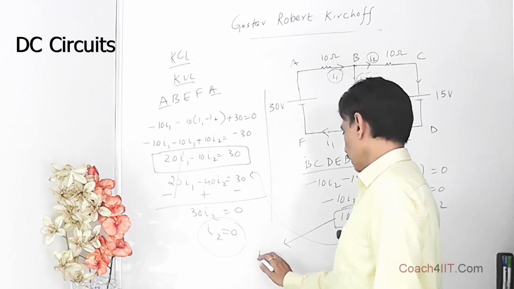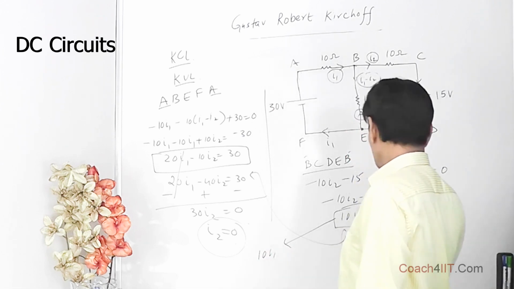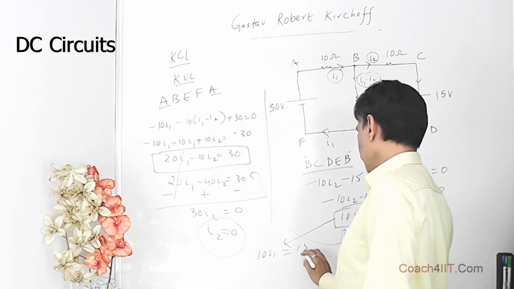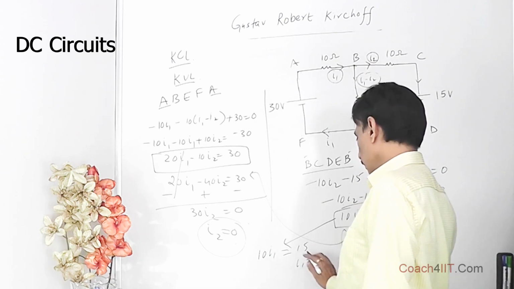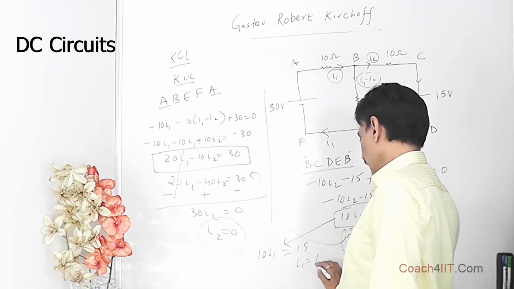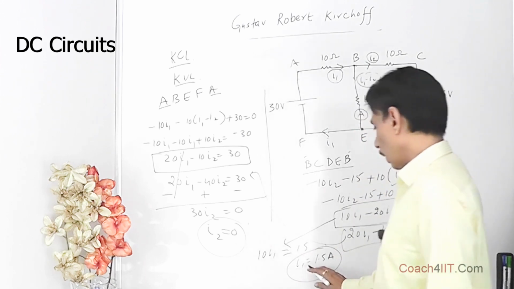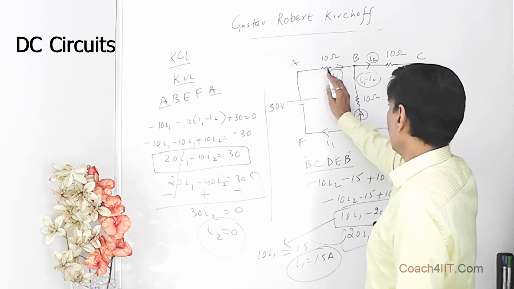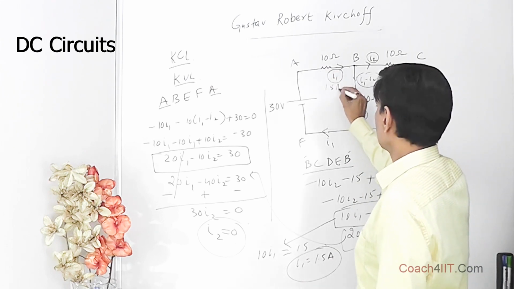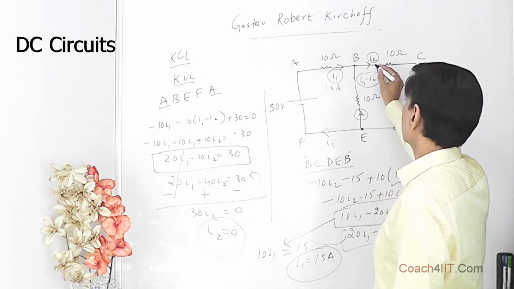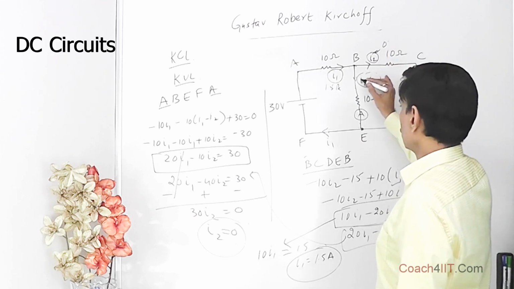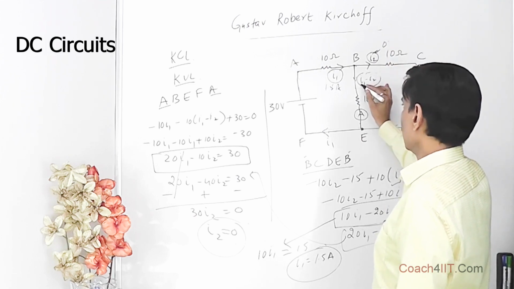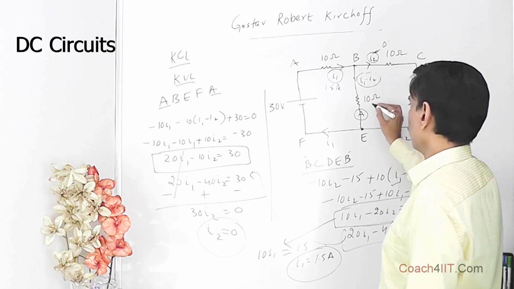So this comes out to be 10I1, and this is 0, is equal to 15. So I1 comes out to be 15 by 10, that is 1.5 ampere. It means I1 is 1.5 ampere. Over here, the current which goes is 0. So the value of I1 minus I2, that is 1.5 minus 0, is 1.5 ampere.